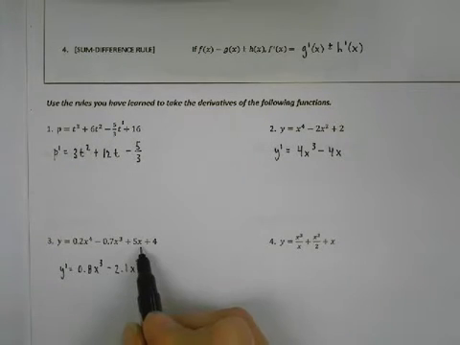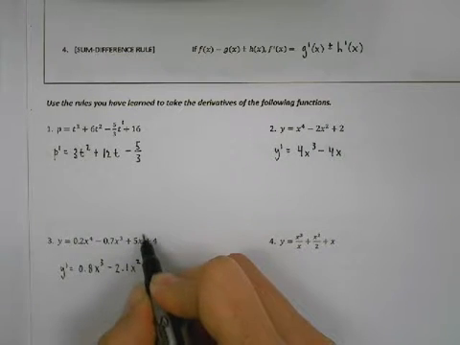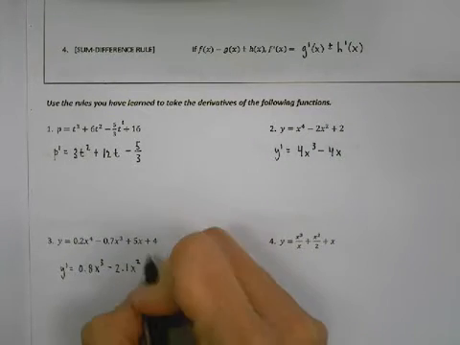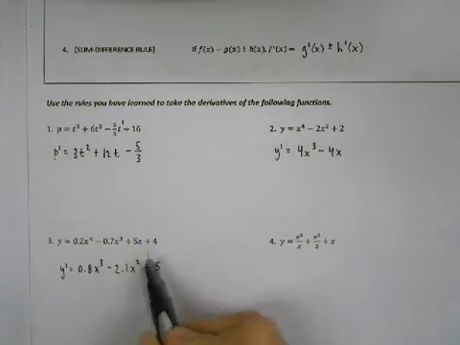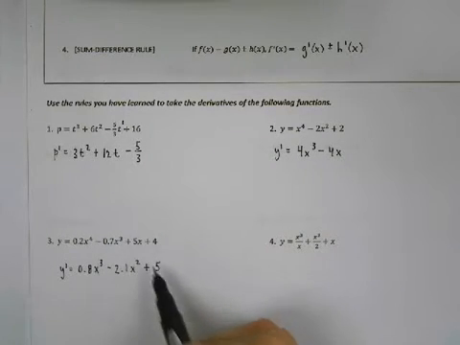And then my last term, my 5x, again, we can think of this as having an exponent of 1. So I'm doing 1 times 5 is 5. If I decrease that exponent by 1, I get x to the 0, which is just 1. So the derivative of that term is just 5. And we're all done.